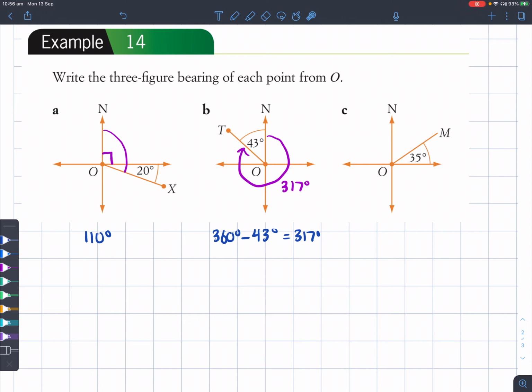Then for question C, from north we have to turn this much to get to this line. How do I find that? We know that this angle here is 90 degrees, and the angle we want to find, which I'm going to write in purple, is simply the subtraction of 35 degrees from 90 degrees. So 90 minus 35 gives 55 degrees. But remember that three-figure bearings or true bearings have to be written with three numbers, so we write 055 degrees.